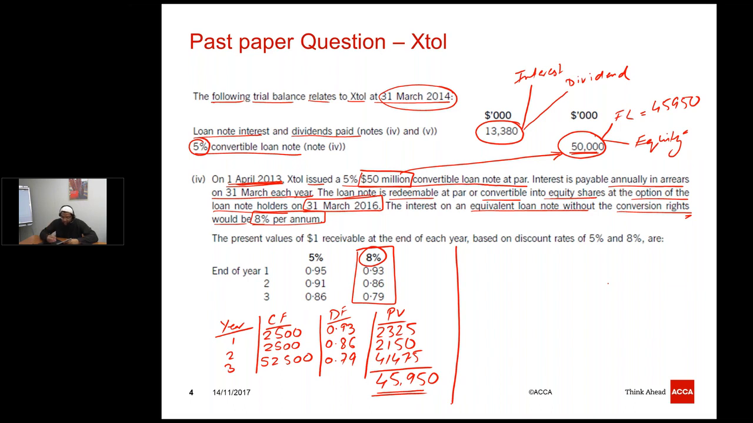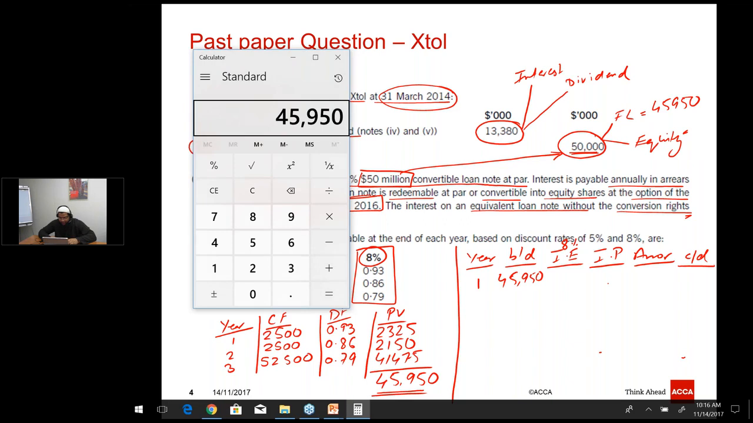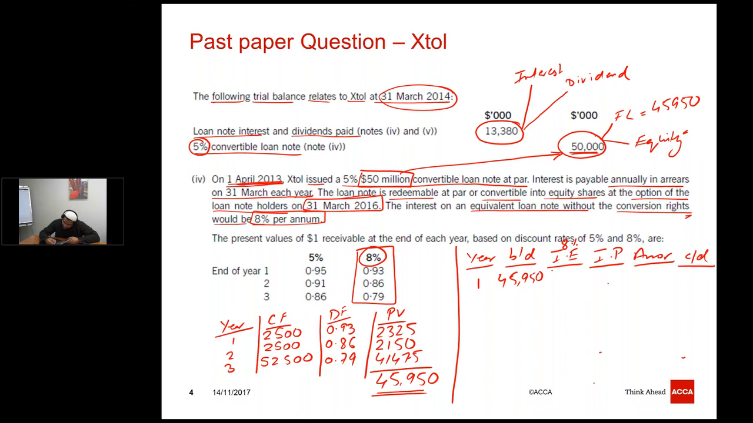Okay, now the second step is to prepare the table, which has year, brought down, interest expense, interest paid, amortization, and carried down. So in year 1, the liability brought down is going to be 45,950 that we have just calculated, and we will be calculating interest expense using the 8% rate. So I'm applying 8% on this, which is going to be 3,676. So the interest is 3,676, although the amount paid would have been 2,500 for year 1, which is also a part of interest.